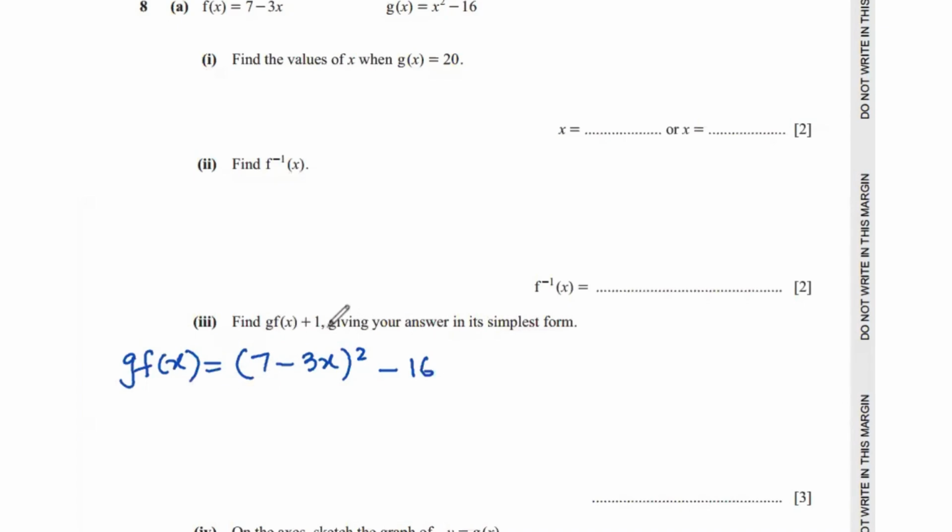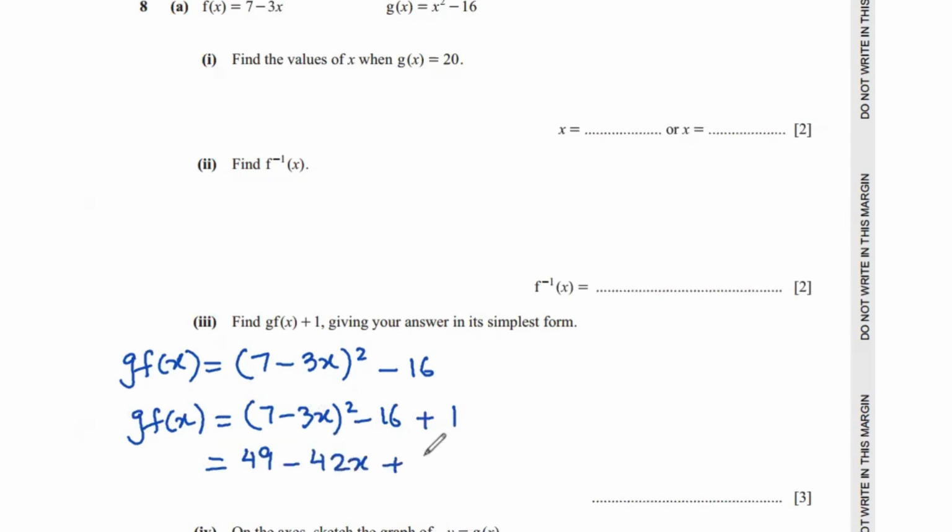So now they're saying find plus 1. So g of f(x) is (7 minus 3x) whole squared minus 16 plus 1. Expand the brackets. That's going to be 49 minus 42x plus 9x squared minus 15. So that's 9x squared minus 42x plus 34. That is your answer in its simplest form.